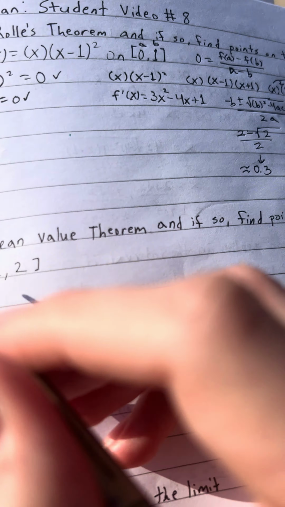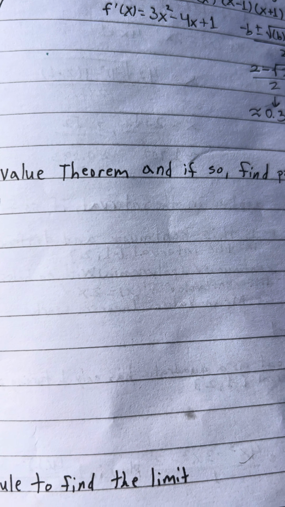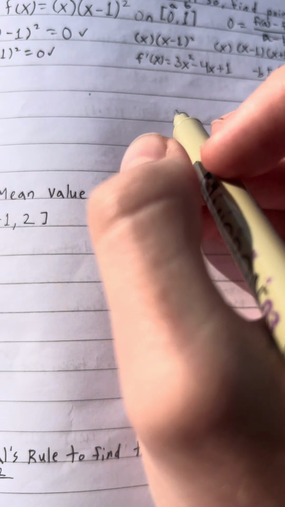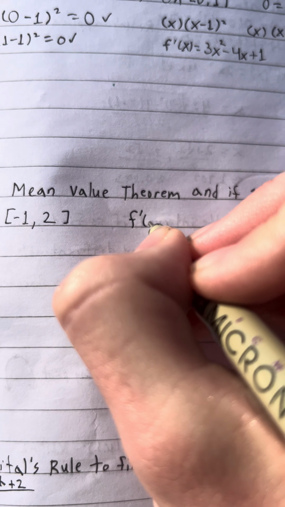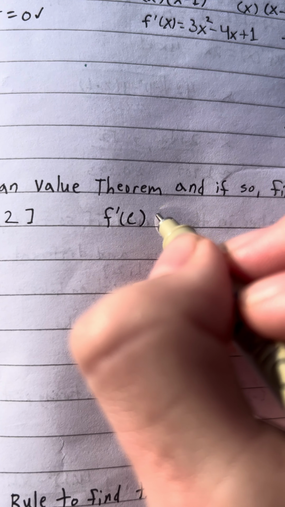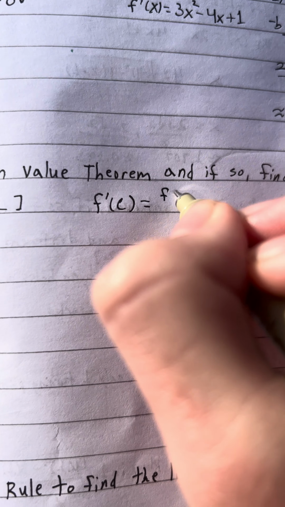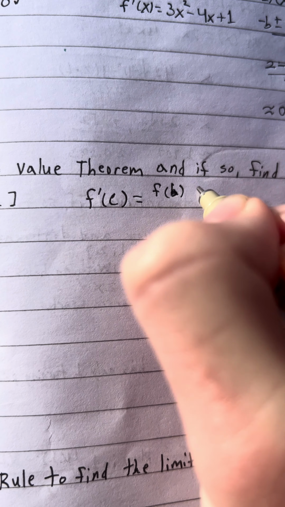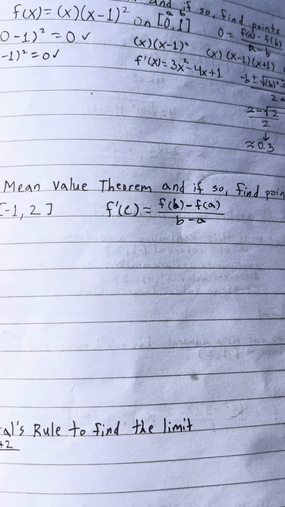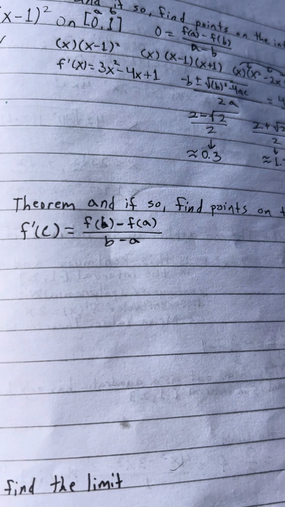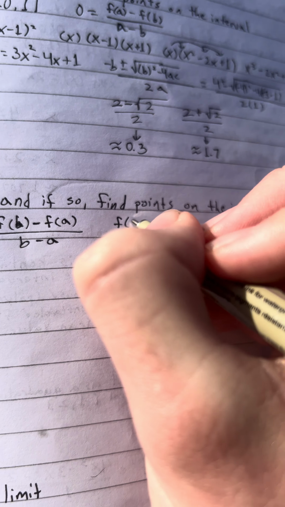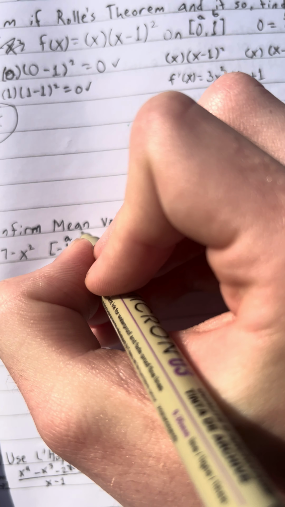For the next one, confirm the mean value theorem, and if so, find points on the interval. f of x is equal to 7 minus x squared. So the difference between these is that it's just the derivative of c is equal to f of b minus f of a over b minus a. So pretty similar to the last one. And from here, we will plug the numbers in once again. So I guess this is a and this is b.